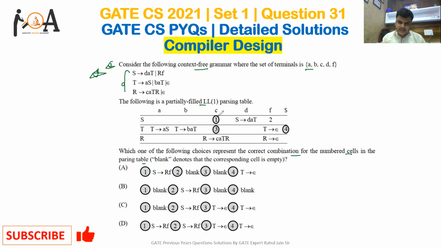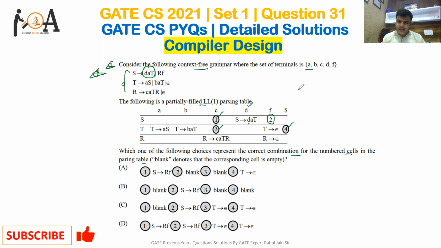Okay, so basically we need to find what we can replace 1 with, what we can replace 2 with, what we can replace 3 with, and what we can replace 4 with. So if you see S on c, S derives DAT. This DAT has already come to the D block because the first of S is D. So okay, and c.